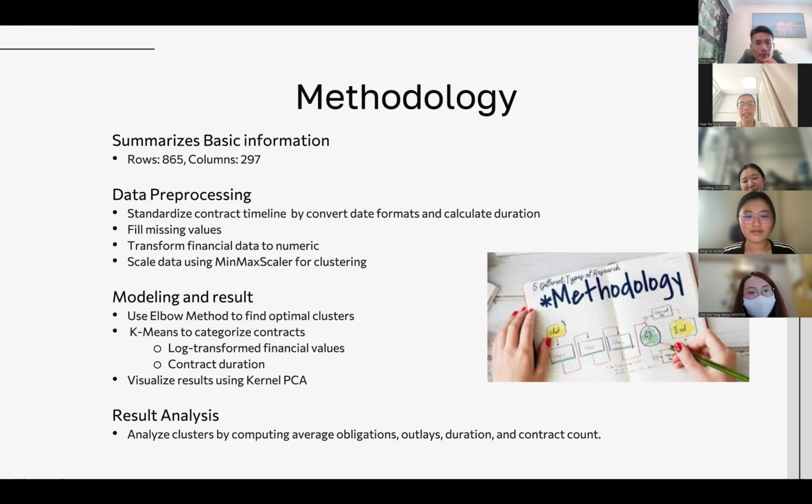After I got the result, I use kernel PCA to visualize it. And the last part is the result and analysis. I analyze the clusters by computing and comparing different features in each cluster.